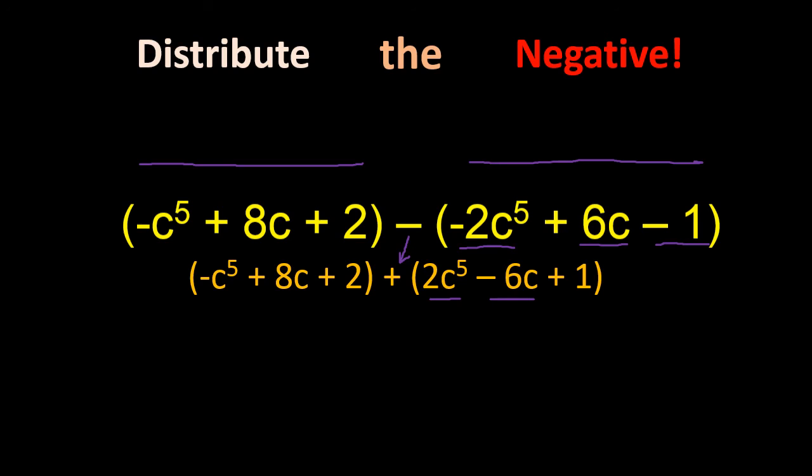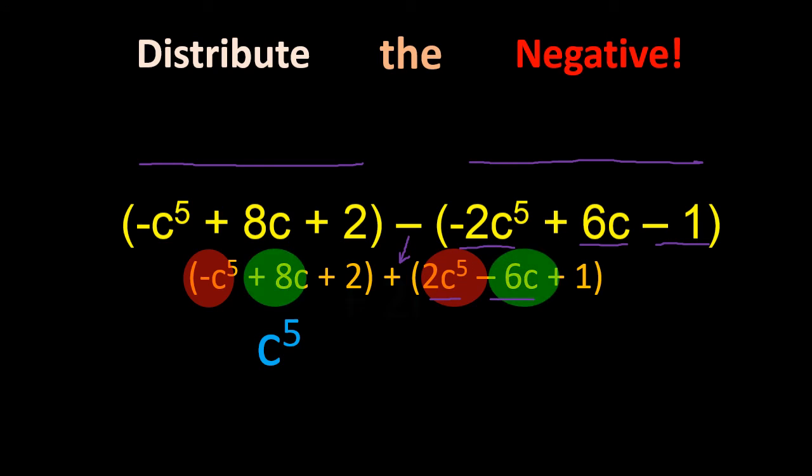So now we have a similar example to the previous one where we had to add two polynomials. And again, when we add polynomials, we need to look for like terms. So in this case, we have negative c to the 5th and 2c to the 5th. These two are like terms. And by combining the numbers, we have negative 1 plus 2, which means I'm going to end up with 1c to the 5th. Again, we add the numbers. We don't do anything with the variables.